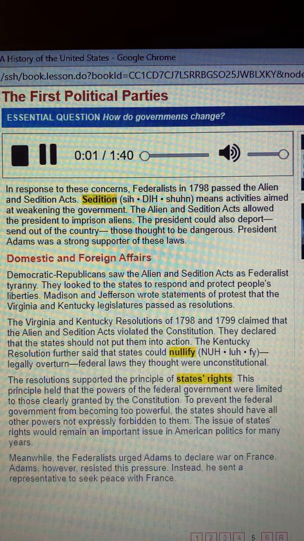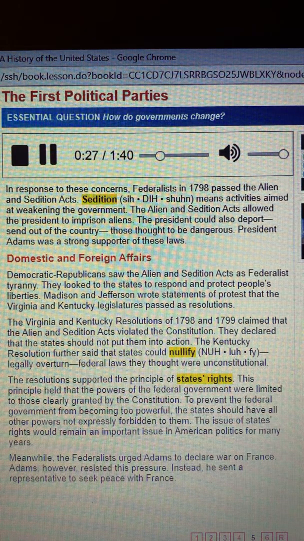In response to these concerns, Federalists in 1798 passed the Alien and Sedition Acts. Sedition means activities aimed at weakening the government. The Alien and Sedition Acts allowed the president to imprison aliens. The president could also deport, send out of the country, those thought to be dangerous. President Adams was a strong supporter of these laws.